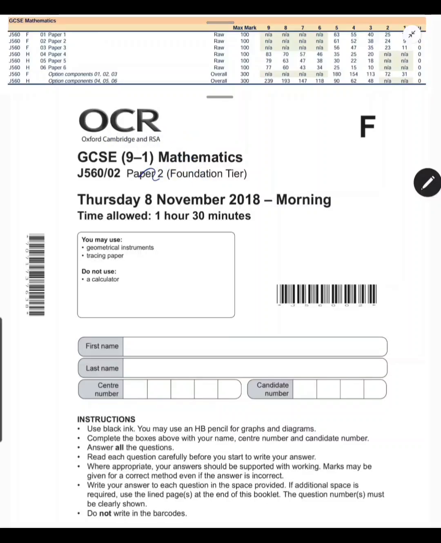So we're doing OCR's maths paper from November 2018. It's paper 2, the non-calc paper, and this is a foundation paper. And if we just have a look at the grade boundaries, you'll see we need 52 marks for a grade 4 and 61 marks will get you a grade 5 on this paper.